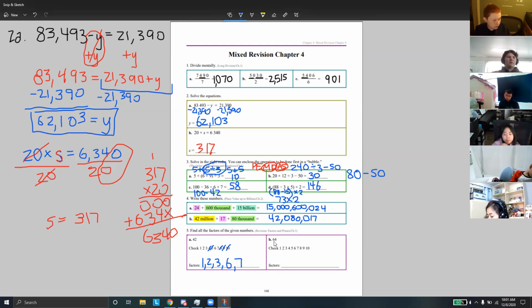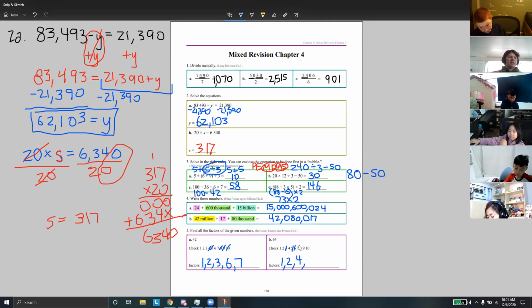Let's look at the number 64 next. Can 1 go in? Of course it can. Can 2 go in? Yes, it's divisible by 2. Can 3 go in? No, 3 cannot go in. Can 4 go in? Yes, 4 can absolutely go into 64. Can 5 go in? No. The ones place is not 0 or 5, so 5 can't go in. Can 6 go in? No, because 6 times 10 is 60, and 60 plus 6 is not 64, it's above it, so we can't do it.